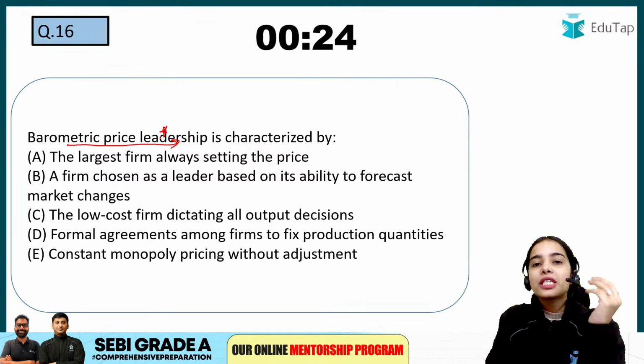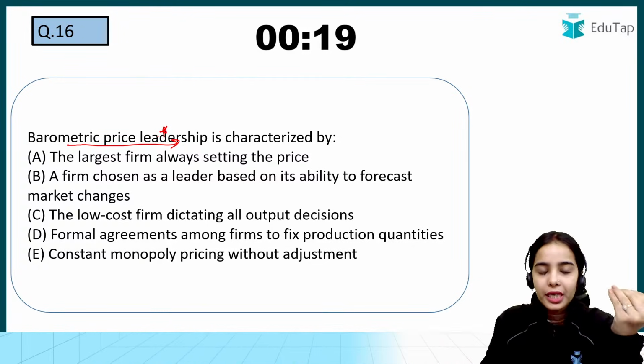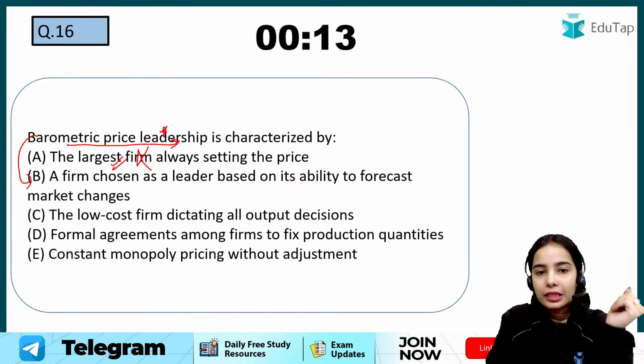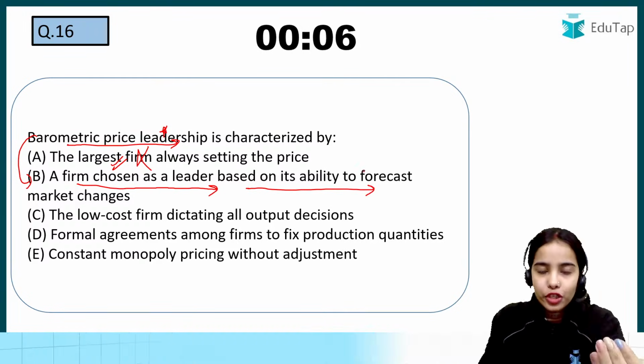And try to think, what is a barometer? That is some indicator that is providing you some measure. So barometric price leadership is of the largest firm? No. A barometric price leader is a firm chosen as a leader based on its ability to forecast market changes.